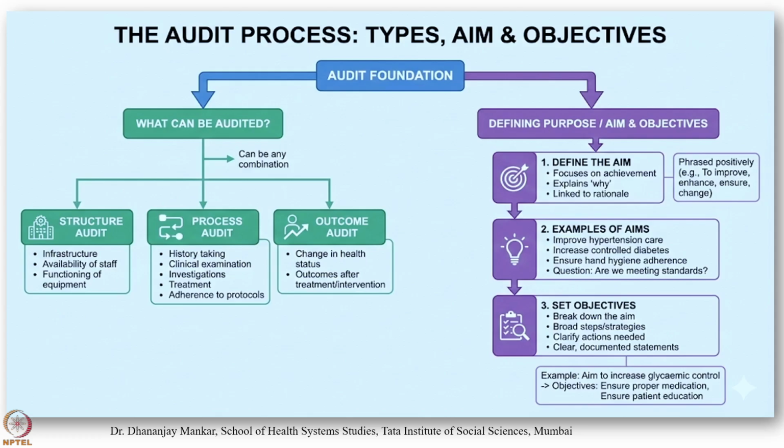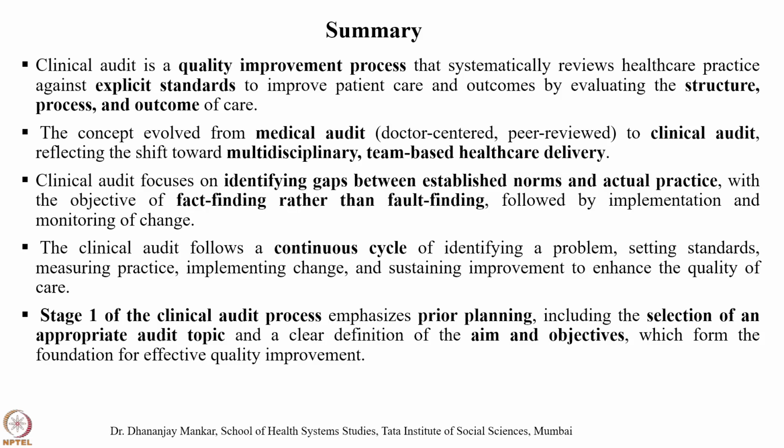After that, you need to set up objectives for this. Break down the aim into fragments, broad steps and strategies planned according to meeting the aim. Clarify the actions which are needed for this aim and clearly document the statements which make it more beneficial. To increase glycemic control, ensure proper medication, ensure patient education can be seen as examples for setting up these objectives.